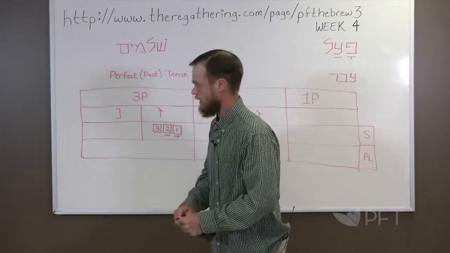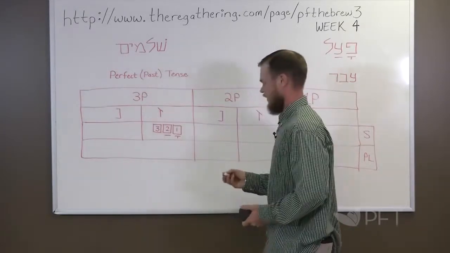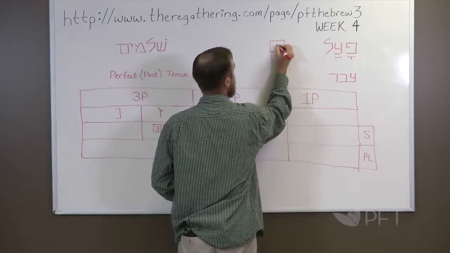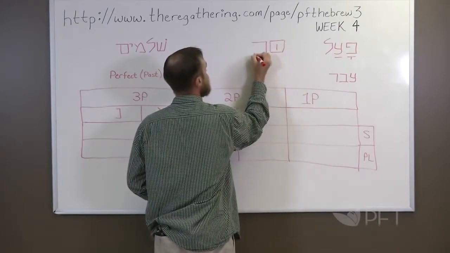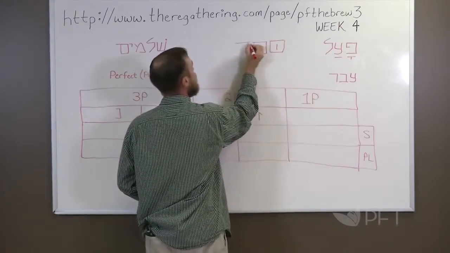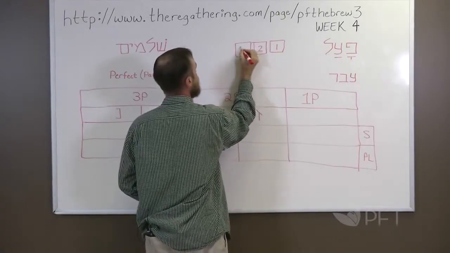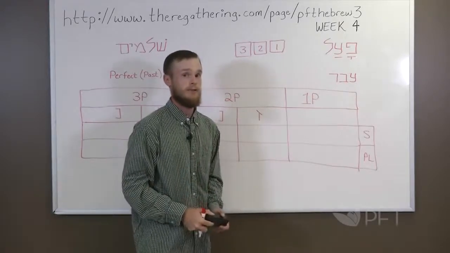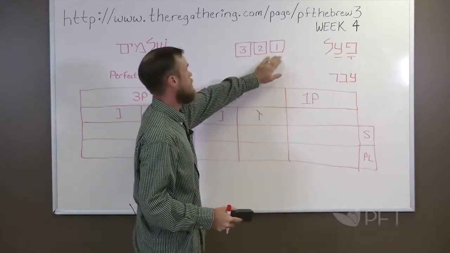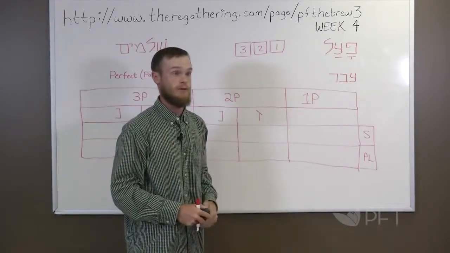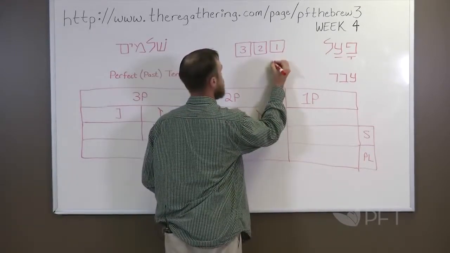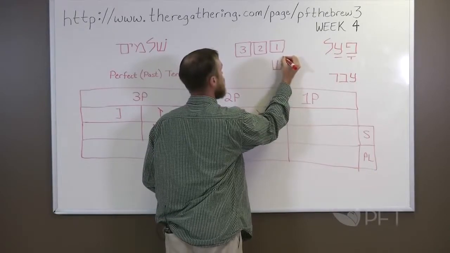And just to give a refresher, most Hebrew verbs derive from a 3-letter root, which are indicated in these charts by 3 boxes numbered 1, 2, and 3. Now this 3-letter root could be any 3 letters.